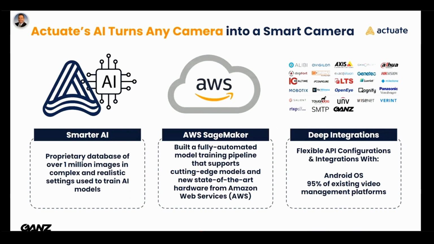So what Actuate does is we turn cameras into smart cameras. Our AI gets smarter every day. The models are trained on over 1 million images in a variety of situations. We use the latest and greatest hardware that AWS provides, utilizing tools that allow us to auto scale quickly and effectively. We're also system agnostic, meaning we're integrated with nearly every platform in the market.